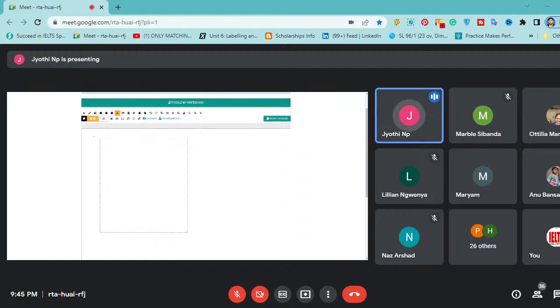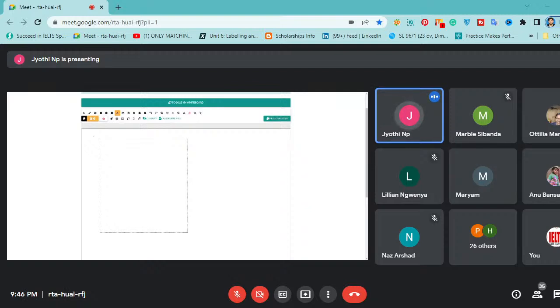Now, suppose they ask for a 5-paragraph layout. If they are asking you to write 4 body paragraphs, write 4 body paragraphs, not more than that. Okay, right?